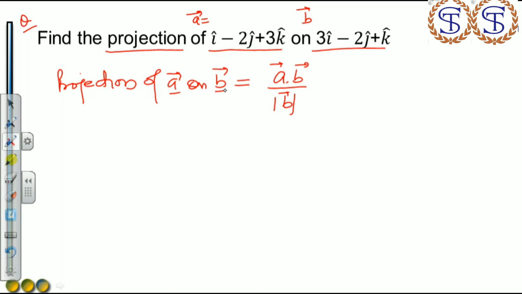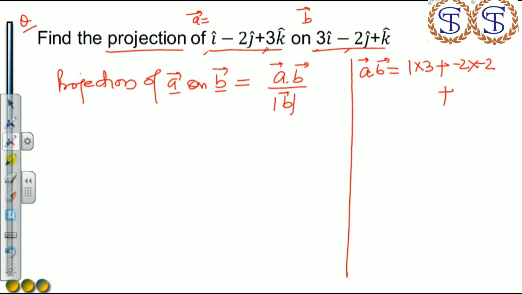So first of all, find out what A dot B is. Again by using the same concept of dot product, A dot B means A1 B1, that is 1 into 3, plus minus 2 into minus 2, then plus C1 C2, that is 3 into 1. What is A dot B? 3 plus 4 plus 3, that is 10. Here we have the dot product of A and B, that is 10.